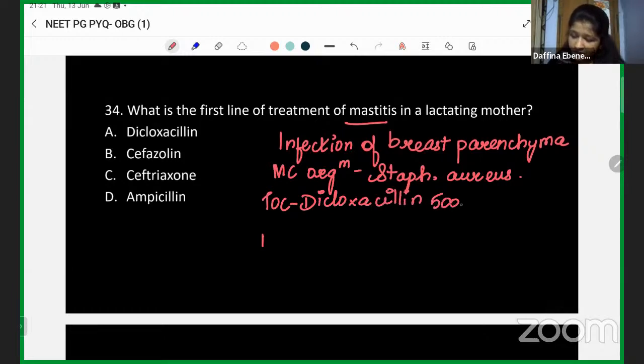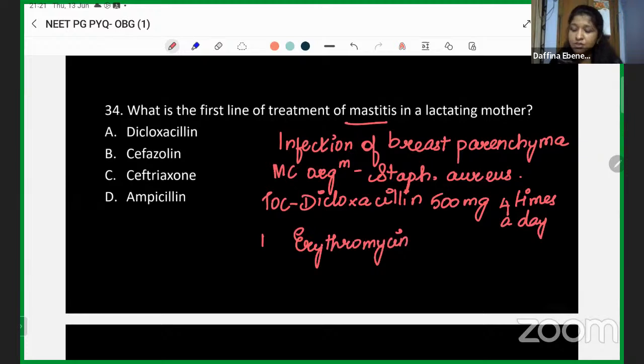Oral dicloxacillin, 500 mg, 4 times a day. If they are sensitive to penicillin, then you can give erythromycin. If the staphylococcus is not sensitive to penicillin, if it's a penicillinase producing staphylococcus, then you can think of other options like vancomycin, clindamycin, or cotrimoxazole.